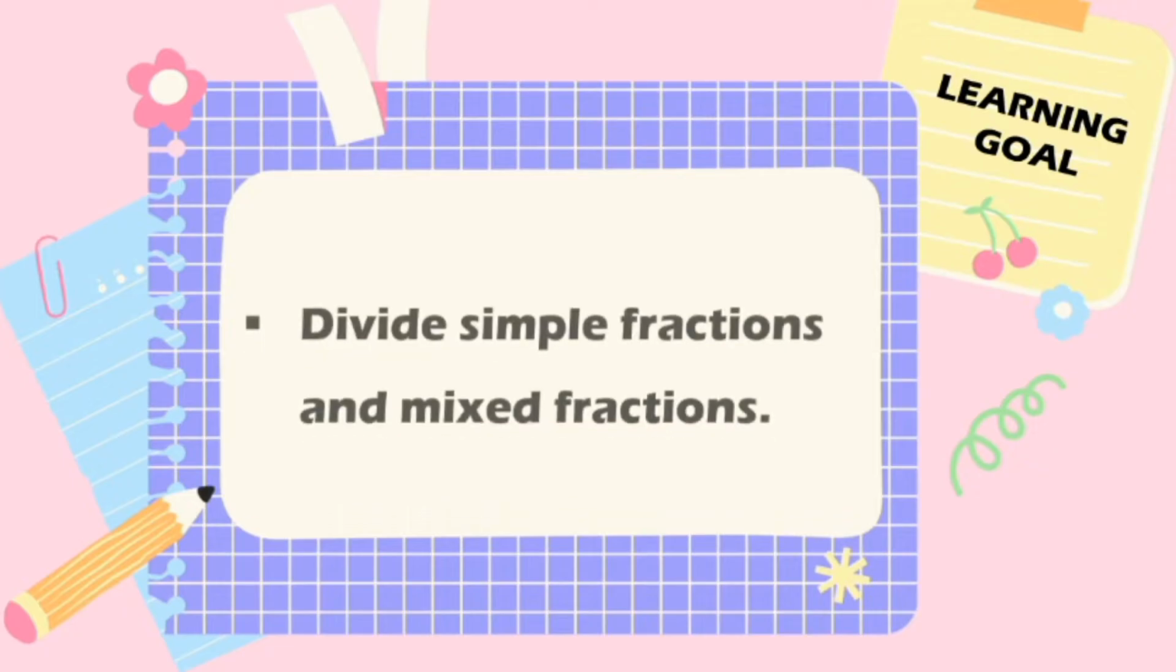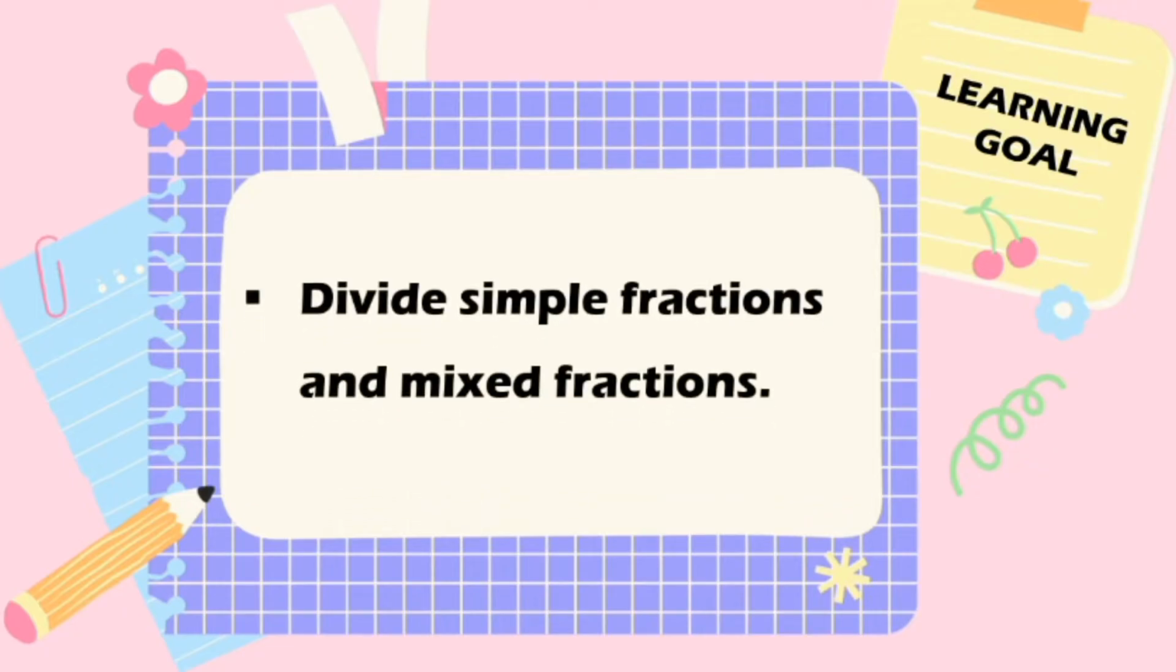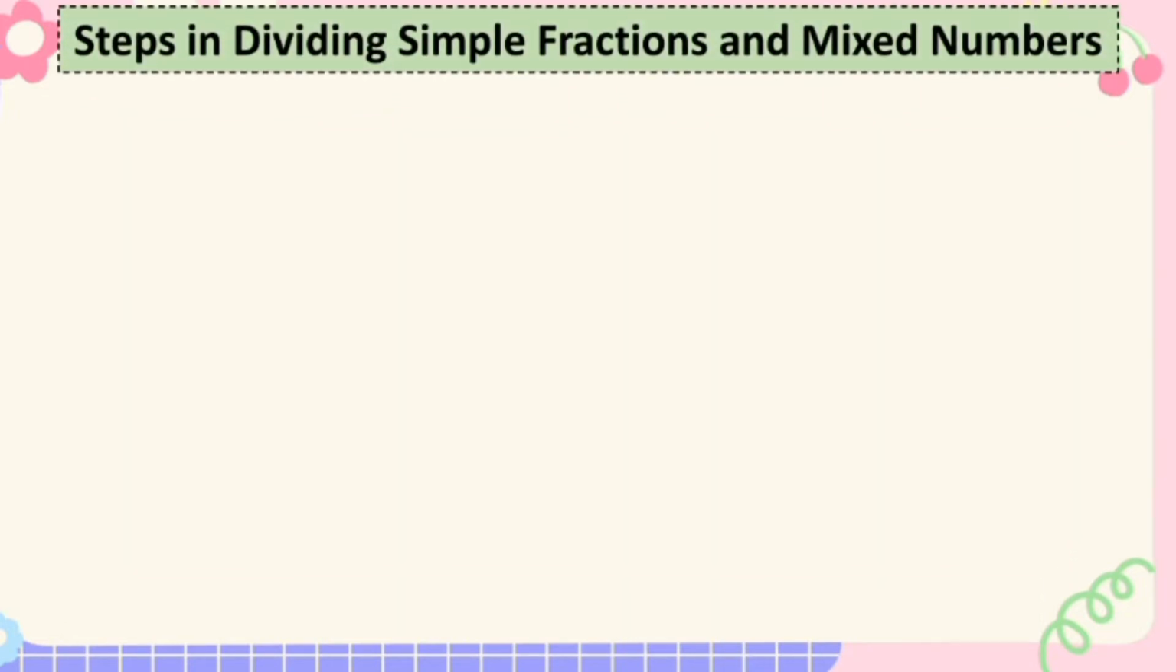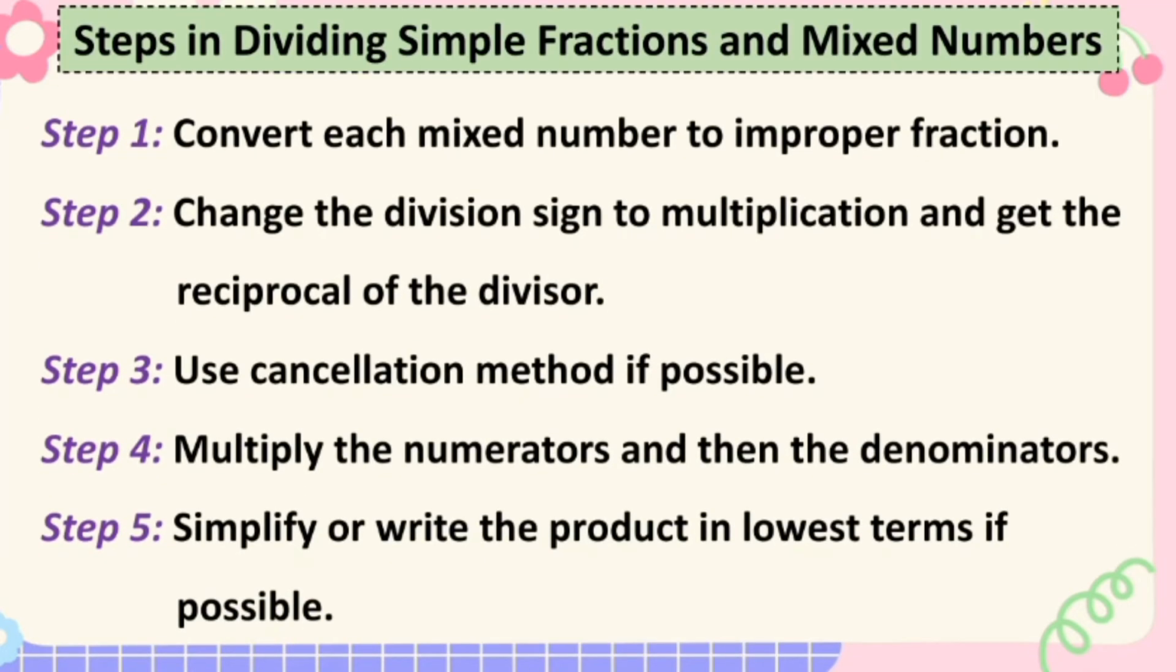Learning goal: divide simple fractions and mixed fractions. Steps in dividing simple fractions and mixed numbers. Step 1. Convert each mixed number to improper fraction. Step 2. Change the division sign to multiplication and get the reciprocal of the divisor. Step 3. Use cancellation method if possible. Step 4. Multiply the numerators and then the denominators. Step 5. Simplify or write the product in lowest terms if possible.